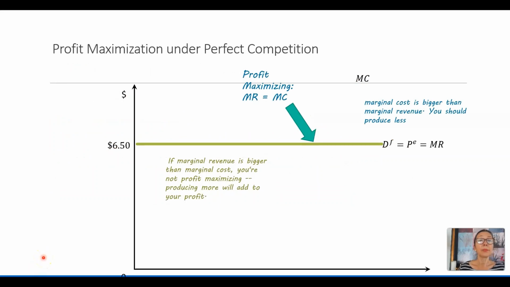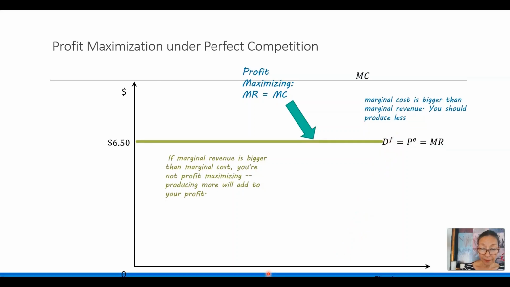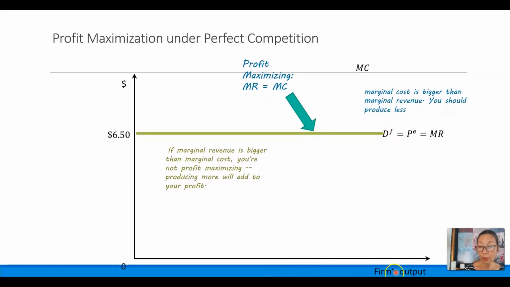Okay. Profit maximization under perfect competition. Now, we know that at $6.50, we can sell as many plates of enchiladas as we want, right? Now, don't forget that the firm's output is on the x-axis and the price that we're charging is here.